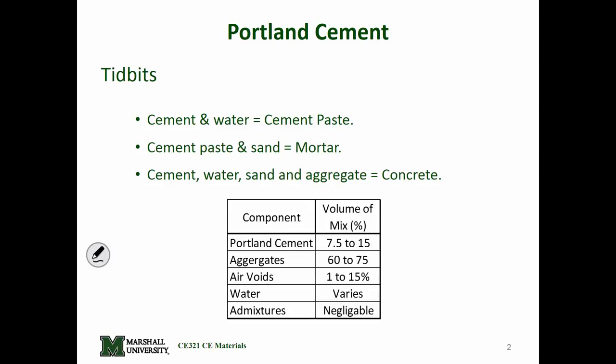Remember the different components for dealing with cement. If we've got cement and water, it's cement paste. Cement paste and sand, it's mortar. Add some aggregate in there, we call it concrete. We've got some different volume ratios: Portland cement 7.5 to 15%, 60 to 70% aggregate, air 1 to 15%, although it's probably more like 1 to 7 or 8%. Water's going to vary, and the admixtures are negligible in their volumes. That's what it takes to put together a decent concrete.